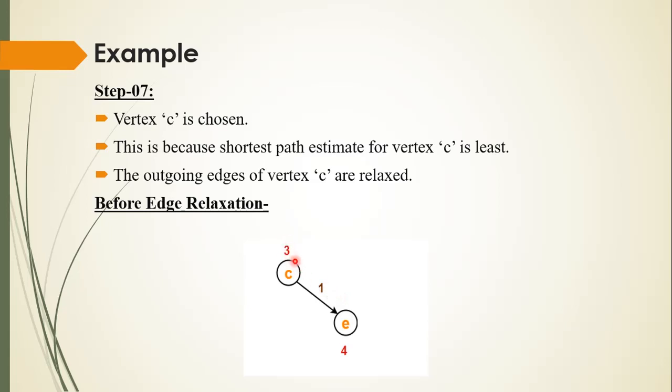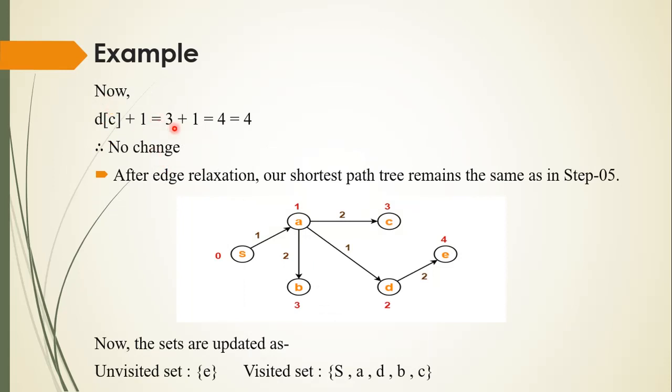At C we have a 3 in the previous diagram. So 3 plus 1 is equal to 4, and 4 is equal to 4, so our condition is again false. So no change, and our diagram remains the same. Now our visited set is S, A, D, B and C. Our only unvisited vertex is E.